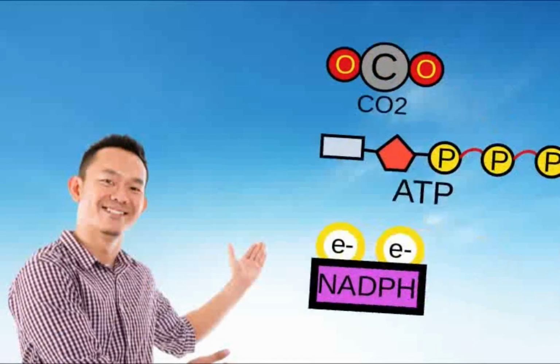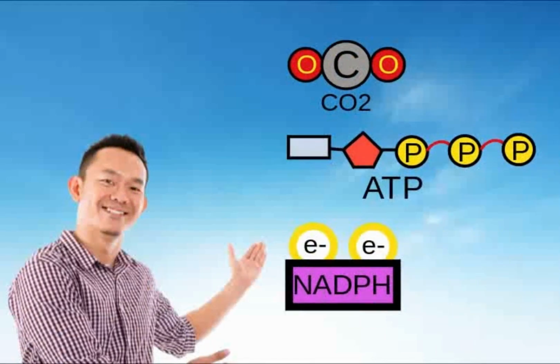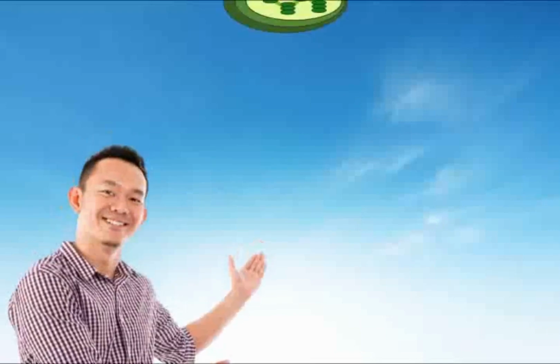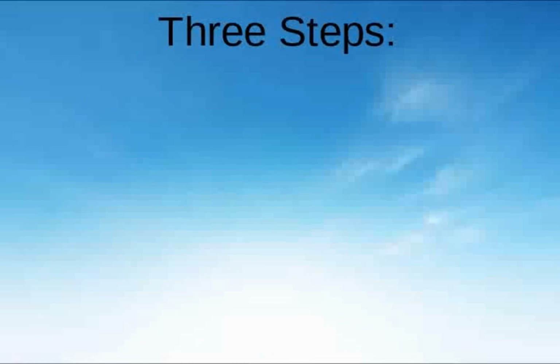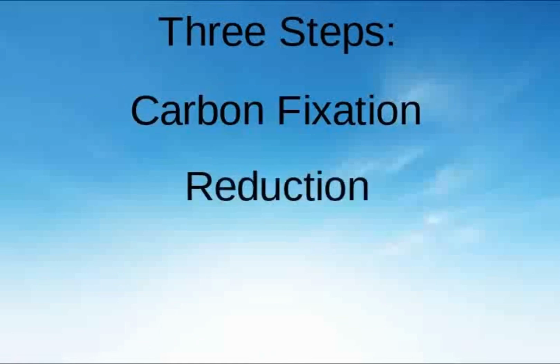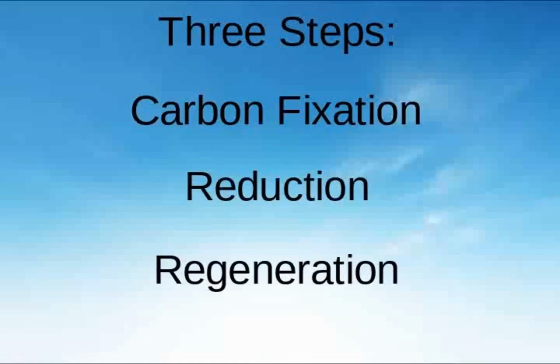The Calvin cycle makes sugar in the form of glucose from CO2 with NADPH and ATP. Where does the Calvin cycle take place? The Calvin cycle! Oops, my bad. It happens in the stroma, outside of the thylakoids. There are 3 steps: carbon fixation, reduction, and regeneration respectively. Let's start with carbon fixation.